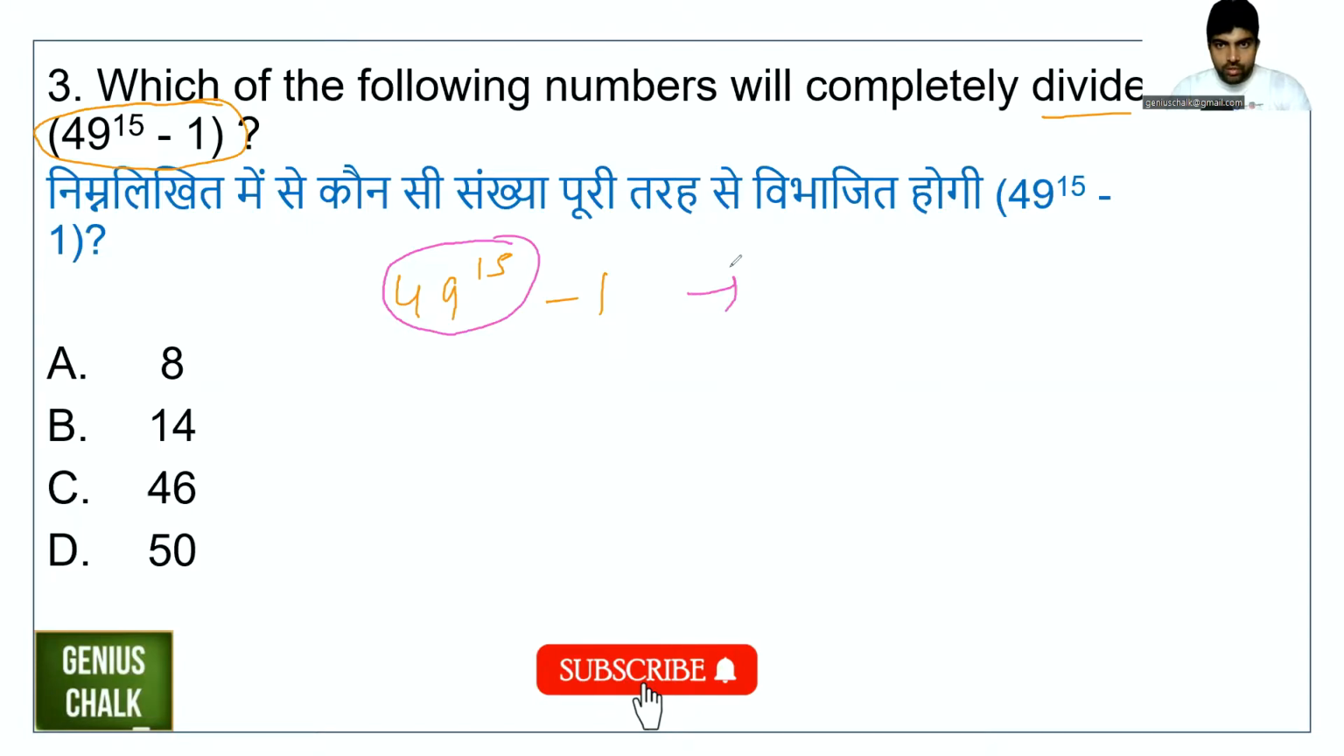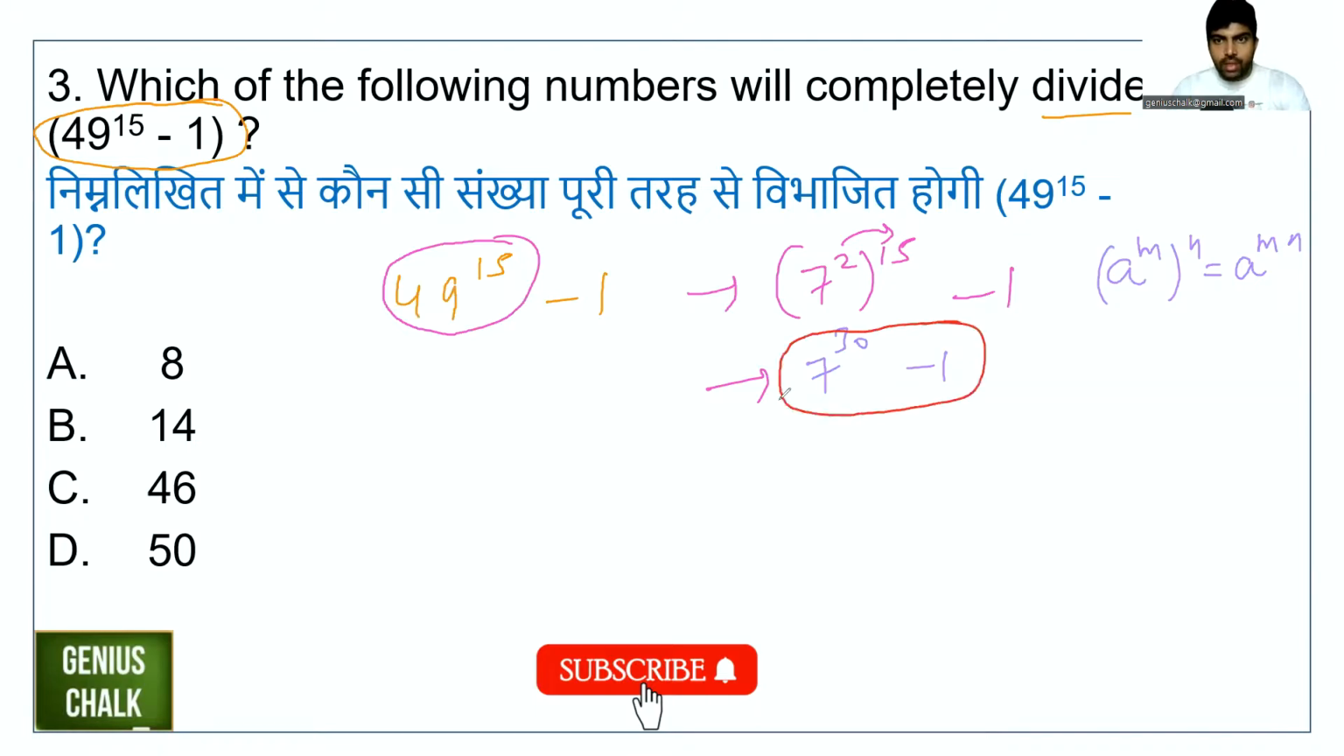So what we'll do is, we'll try to break it: it is 7 square, 49, and this is 15 minus 1. So 7 square, these powers need to be multiplied, because the rule is a to the power m, whole to the power n, that is a to the power m into n. So that has to be 7 to the power 30 minus 1. So we have finally converted it like this: 7 to the power 30 minus 1. Now you know the rule, x to the power n minus 1 is divisible by x plus 1 as well as x minus 1 when this n is even.